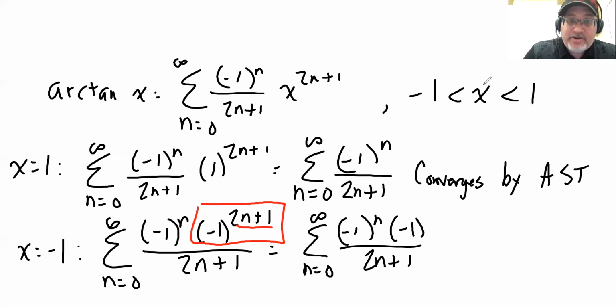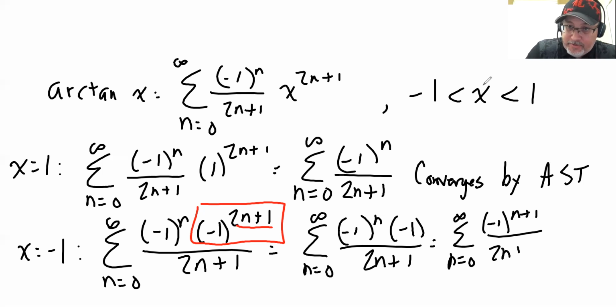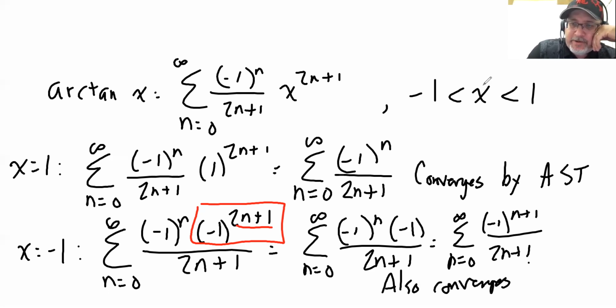But now we have negative 1 to the nth times negative 1. So we can add the exponents there and get negative 1 to the n plus 1, which is still an alternator, over 2n plus 1. We could have also pulled the negative 1 in front like that and left the exponent alone. There's a couple of ways that you can handle it. But right now we're just checking for convergence. This also converges by the alternating series test, because without the alternator, it's the exact same term as it was before.